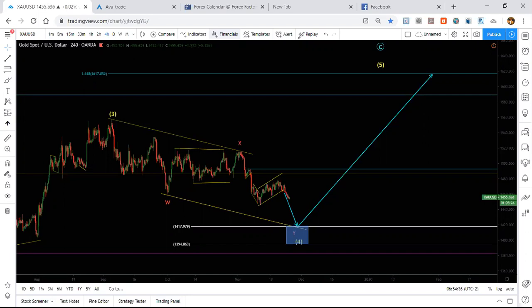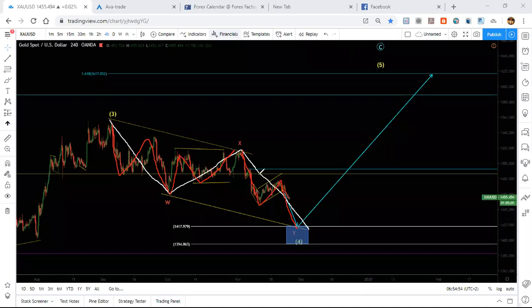You can see this is a 1, 2, 3 structure, which is 1, 2, 3 down, 1, 2, 3 up, then 1, 2, 3 down as well. So that's what we are looking at right now. We are looking for price to come to this box. Then after the price came to this box, we'll be looking to take buy positions over here.